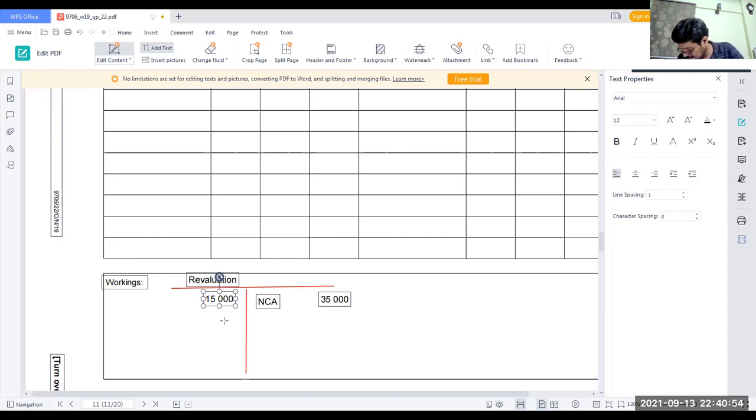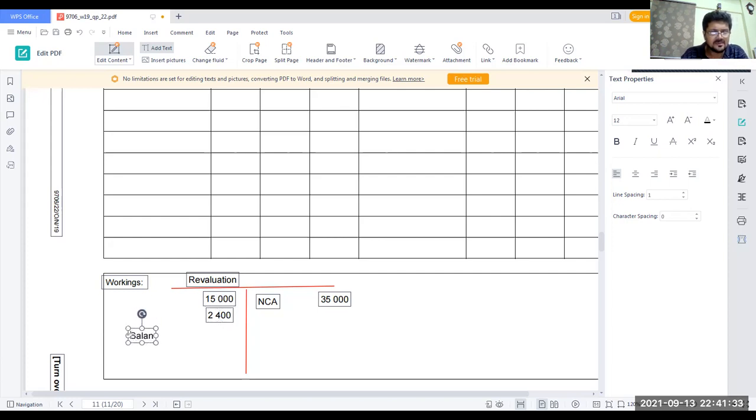Now, a provision for irrecoverable debts. So we have to create a provision. So provision is going to be created and revaluation is going to be debited. How much? This is 5% of trade receivables. Trade receivable is 48,000 multiplied by 5%. So 2,400. Now, what is the balance of the revaluation account? 35,000 credit minus 15,000 minus 2,400. This is 17,600 balance c/d.